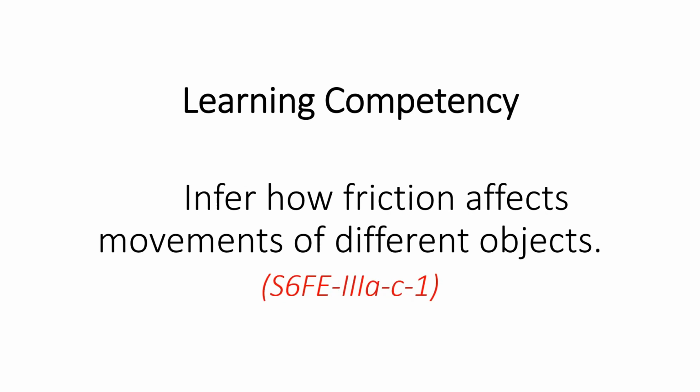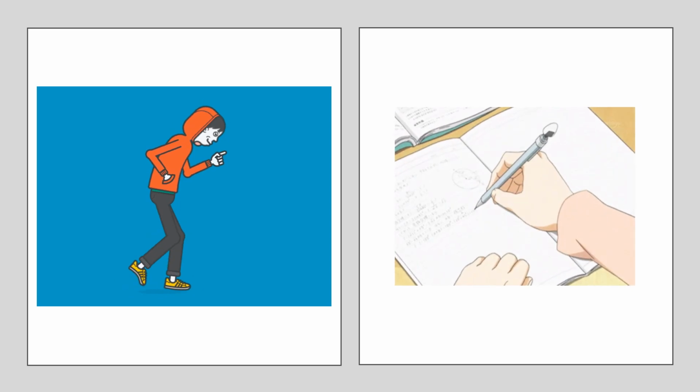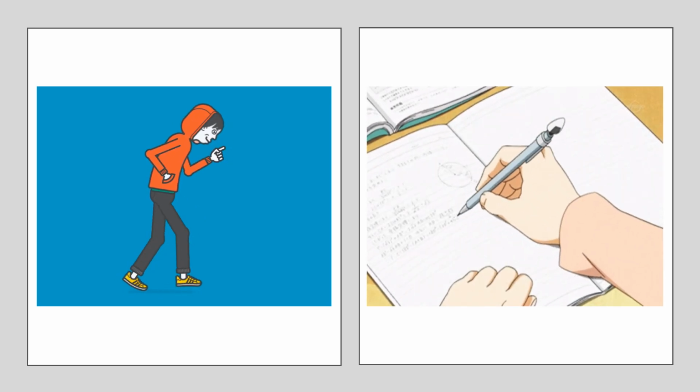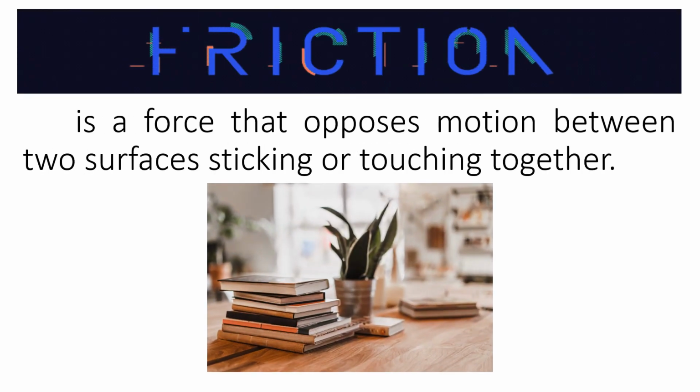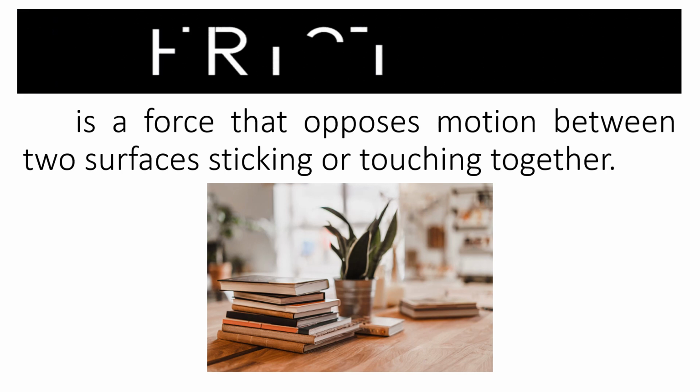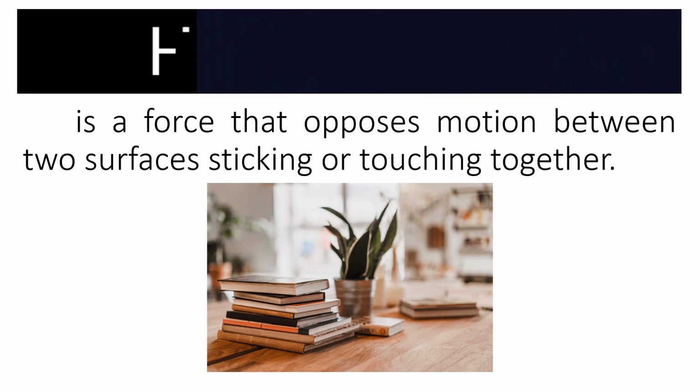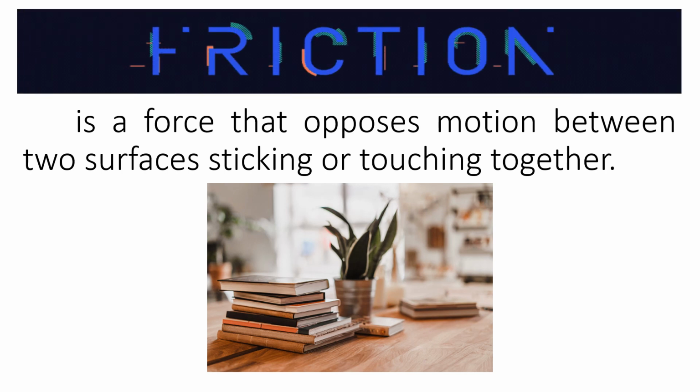We use friction in most of our activities. We are able to walk without slipping and falling, and enjoy writing and answering school tasks because of friction. As what we have learned last time, friction is a force that opposes motion between two surfaces sticking or touching together. But what exactly causes it?